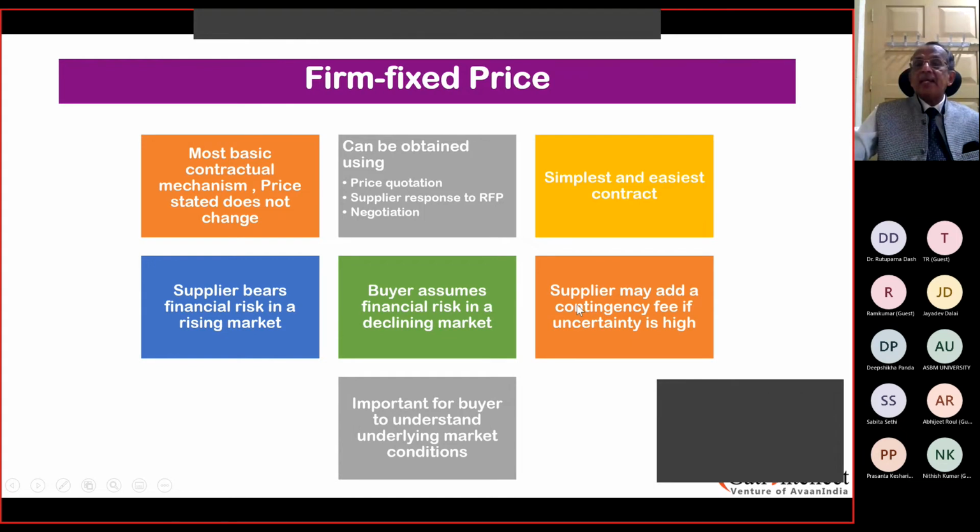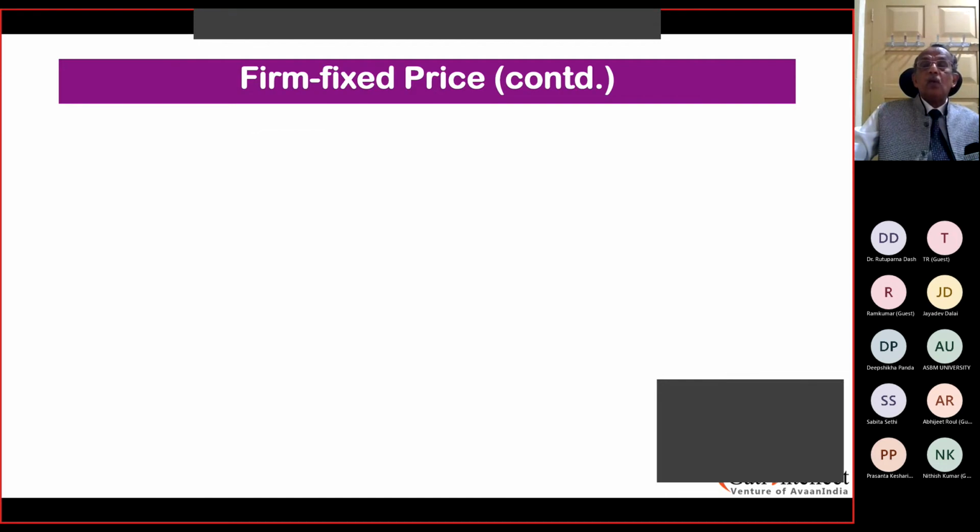Supplier may add a contingency fee if the uncertainty is very high. No vendor is going to supply you anything at a loss. So in case of any variation in cost or price, he will charge a contingency fee. He will stipulate that in the contract, and only then will this become applicable. It is important for the buyer to understand underlying market conditions. It's essential between the buyer and the seller. You've got to be knowledgeable. You've got to understand how the market fluctuates and who is going to benefit under what conditions.